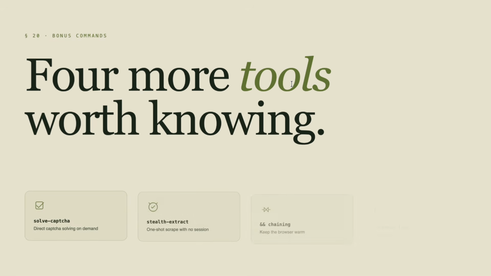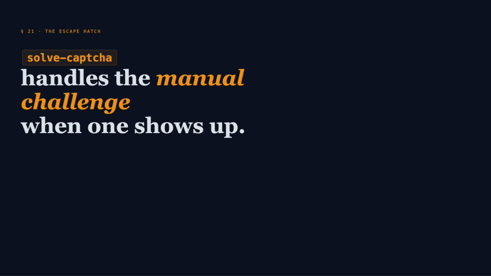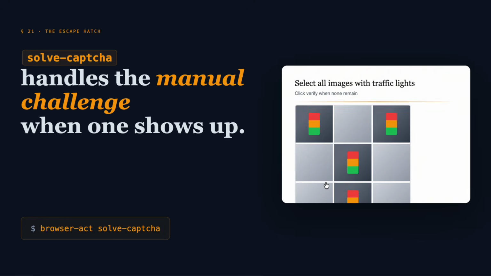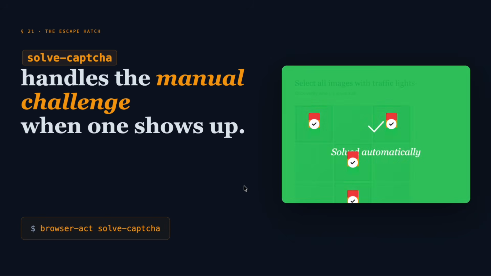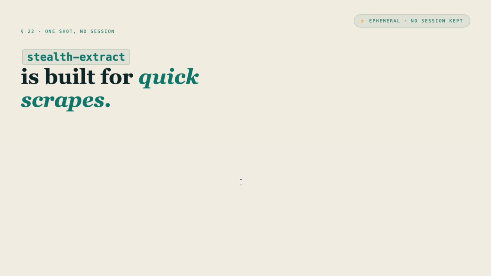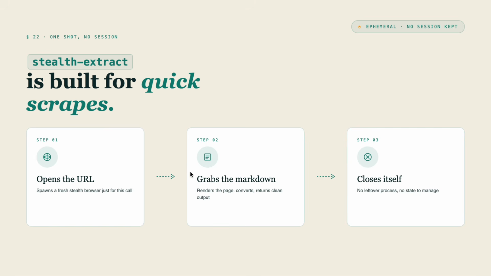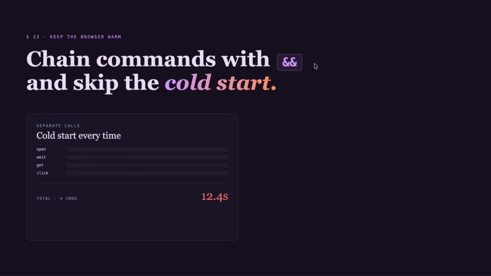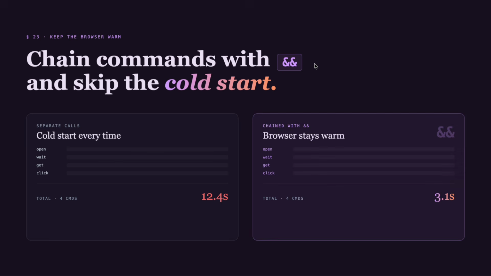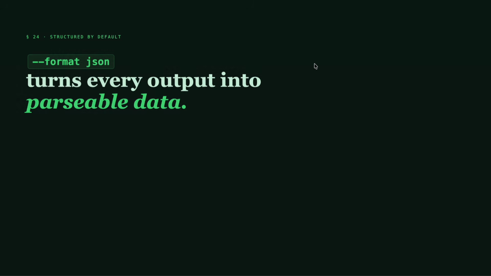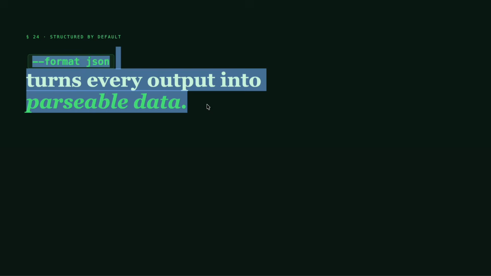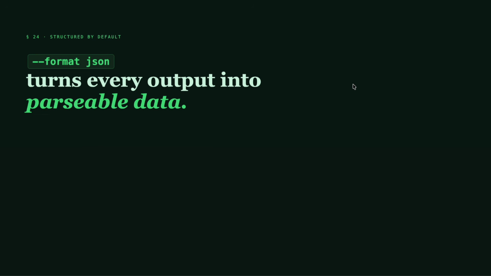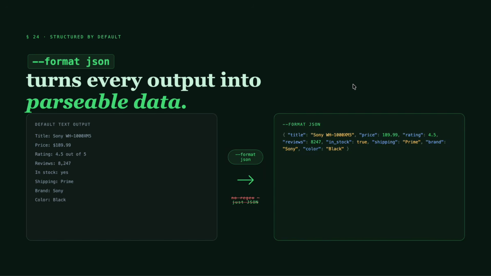There's a few other features I haven't shown you that are worth knowing. The CLI has a command called solve-captcha that you can call directly if a manual challenge comes up. There's stealth extract, which is a one-shot command that opens a URL, grabs the rendered markdown, and closes itself. Good for quick scrapes where you don't need a persistent session. You can also chain commands with double ampersand so the browser stays warm between actions, which is way faster than restarting it. And the format JSON flag turns every output into structured data your script can parse without any regex.